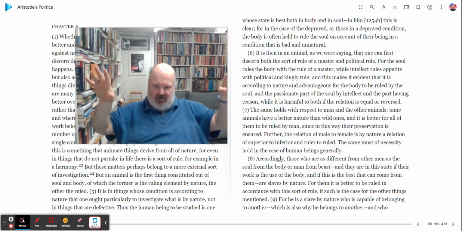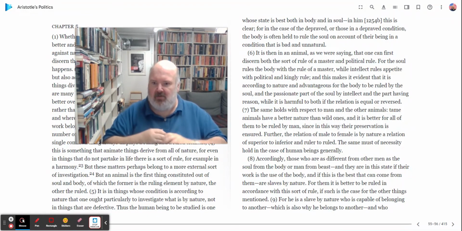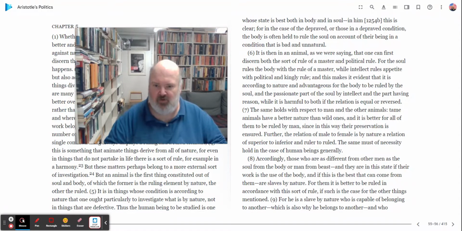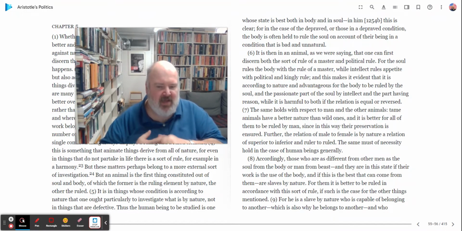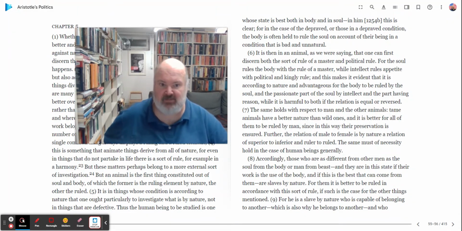So there's the idea that nature intends certain things. In other words, in nature there's a reasoning, a logic, a rationale, and we can see the rationale. And the word perfect is perhaps the wrong word, but it is its best form. So his condition is both best in body and soul. In him, this is clear. For in the case of the depraved, or those in a depraved condition, the body is often held to rule the soul on account of their being in that condition is bad and unnatural.